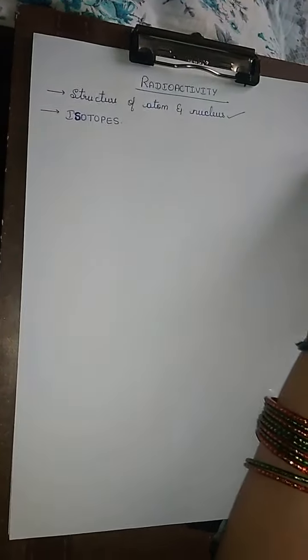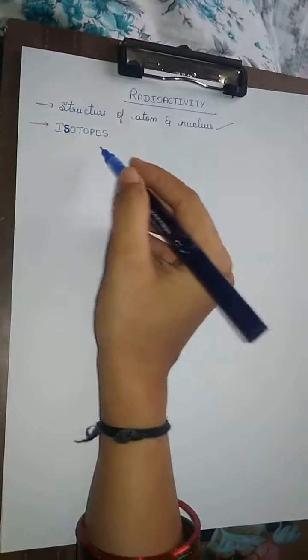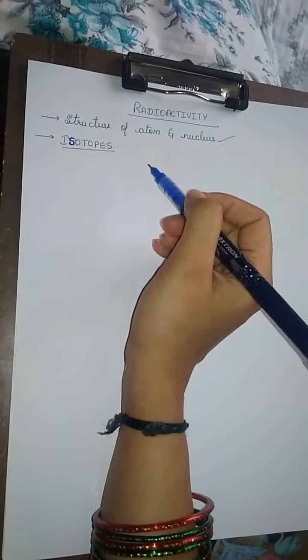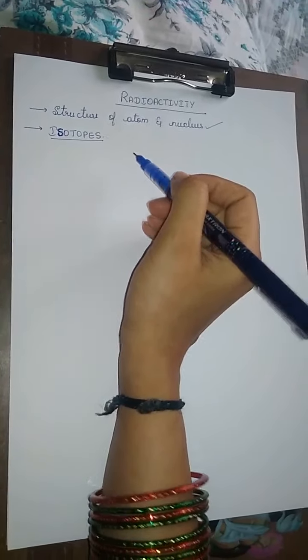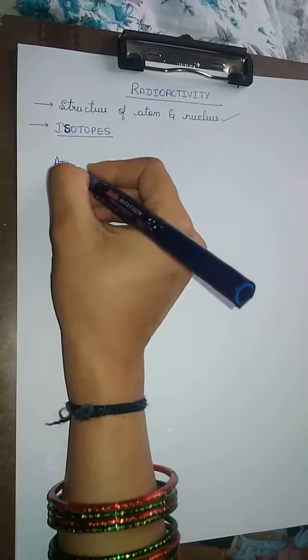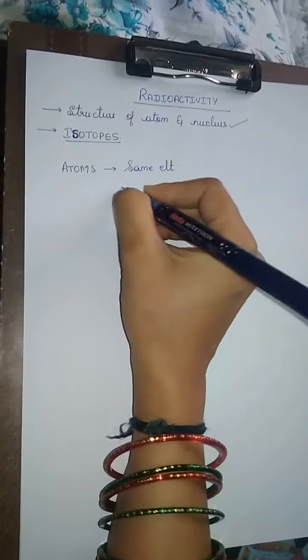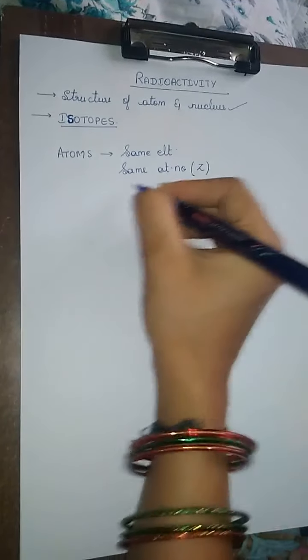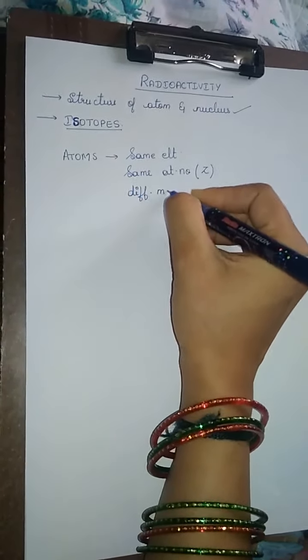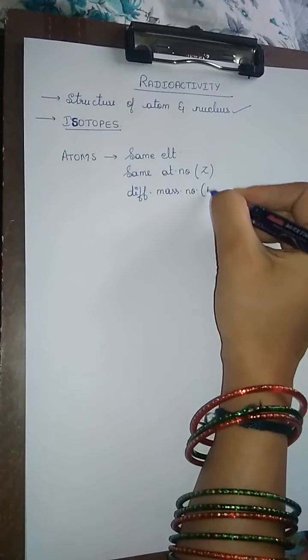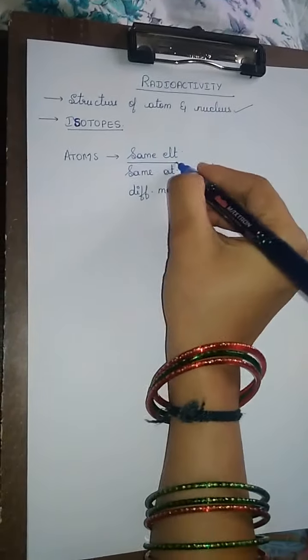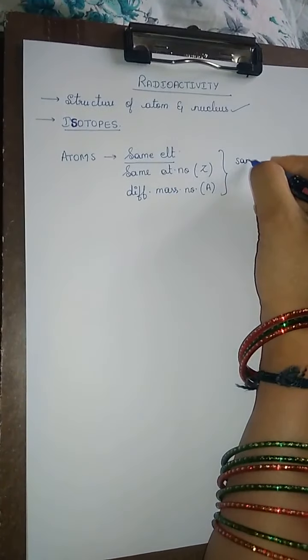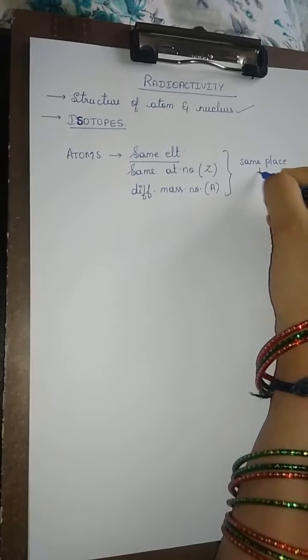Hello students. So we have already studied about the structure of atom and nucleus. Now let's move on with the next topic, that is the isotopes. Isotopes are the atoms of the same element that have the same atomic number, which is represented by Z, and different mass number, which is represented by A. As it is the same element, they have the same place in the periodic table.